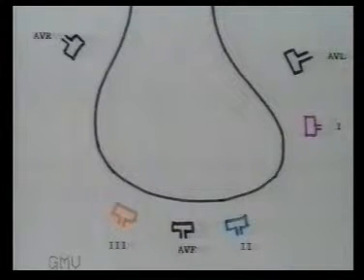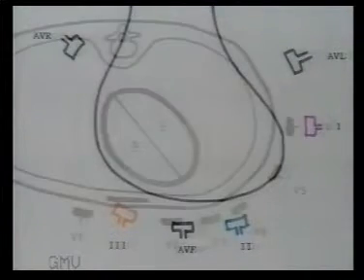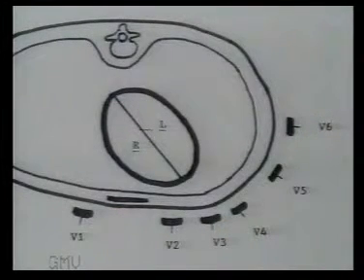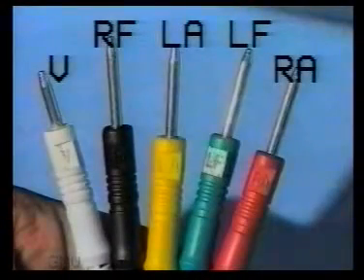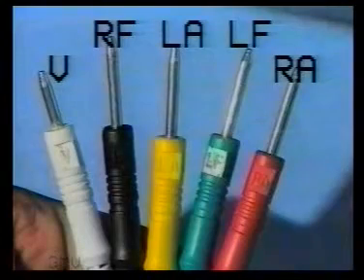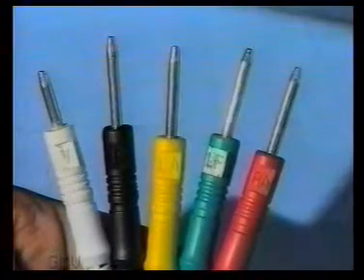6 of these leads, that is 1, 2, 3, AVR, AVL and AVF, give different views in the frontal plane, and 6 chest leads V1 to V6 give the views in the horizontal plane. The ECG machine has 4 limb leads and 1 chest lead. The white lead marked V is for the chest, and the other color coded leads are for the right foot, left arm, left foot and right arm respectively.